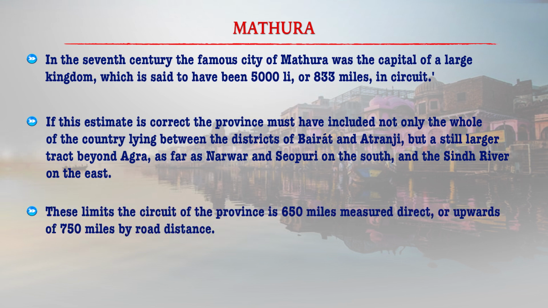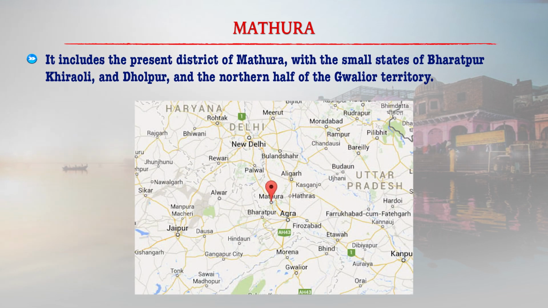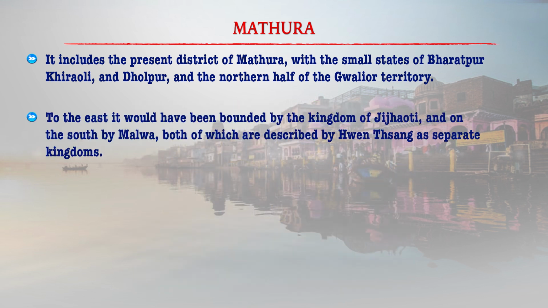This limits the circuit of the province to 650 miles measured direct or upward of 750 miles by road distance. It includes the present district of Mathura with small states of Bharatpur, Karauli and Dholpur and the northern half of the Gwalior territory. So Mathura was like a city state as well. To the east it would have been bounded by the kingdom of Jujhauti, and on the south it was covered by Malwa, both of which are described by Huensang as separate kingdoms.